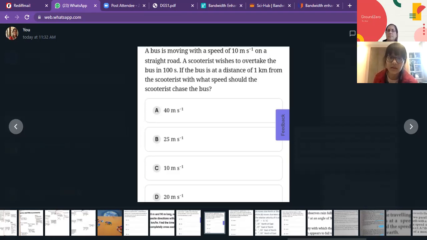V minus 10. With respect to the bus, right? Yeah, V minus 10. Okay. Now the total distance is 1 kilometer, that is 1000 meter. So 1000 divided by V minus 10, right? And the time taken they have given us as 100. So if you solve it, it will come as 20.